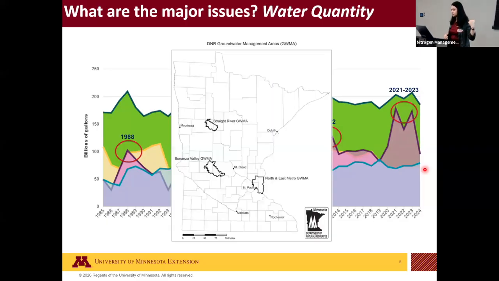And this is just a figure from the Department of Natural Resources website, where they have assigned some groundwater management areas where we are seeing this decline in aquifer water, related to irrigation management.